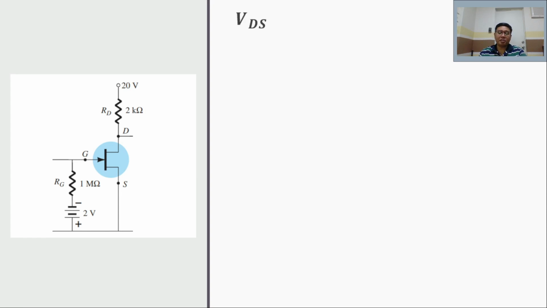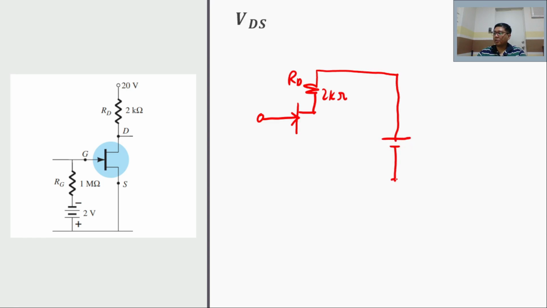Now that we have determined the Q point, we can solve for the drain to source bias voltage. This is done by first drawing the equivalent circuit for the output side. Since the gate terminal does not belong to the output side, we can leave it temporarily hanging. We have RD of 2 kilo ohms. Bend the power supply to the right. This is your VDD equals 20 volts. And then we have S, which is directly connected to the ground.